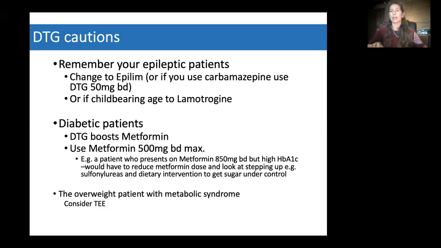So we might end up relying a bit more heavily on the sulfonylureas and the insulin in those patients. But the idea is that you're still getting the maximum benefit of the metformin. You're just prescribing it in a lower dose. So that's the theory. I don't know with our very overweight patients.